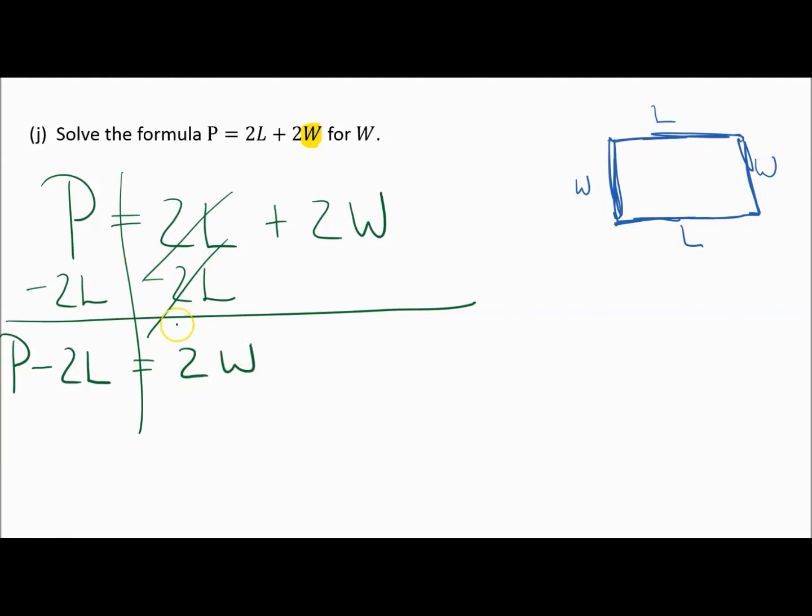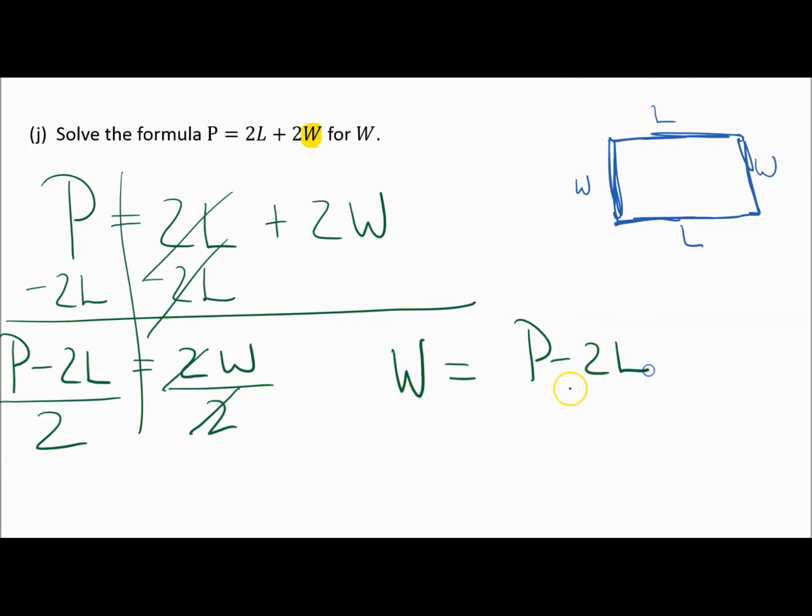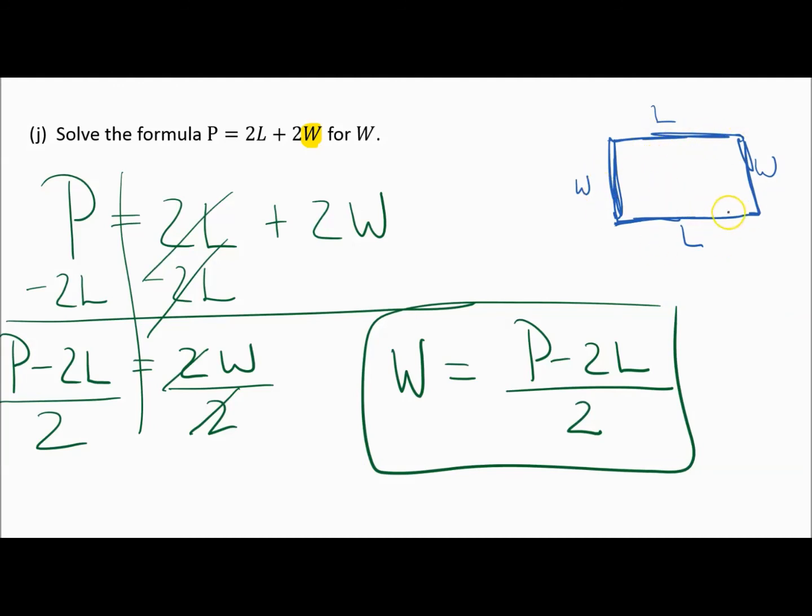The next step is I got to get rid of the 2. Well, right now the 2 is being multiplied by the W, so to eliminate multiplication, I divide. I'm just trying to get rid of that coefficient of 2. So the 2's cancel right here, and so my final answer is W equals, I'm just switching sides, my numerator is P minus 2L, and my denominator is 2. So if I had information about this rectangle, like what the perimeter is, or the distance all the way around, and I knew the length, but I didn't know the width, well, that formula would find it for us.